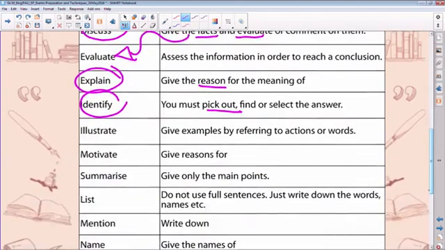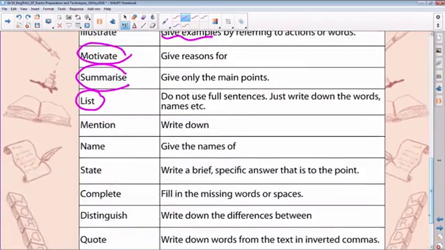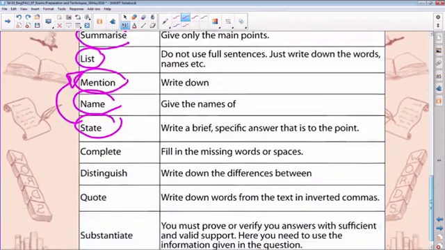Illustrate is giving examples. Motivate, if they say motivate your answer, then you need to give reasons for your answer. Summarize, give the main points. List, don't write in sentences. Bullet points is fine. Mention, again, is just states. Name, give the names of. State is very similar to mention. I'm going through these quite quickly, but you'll be able to access them.